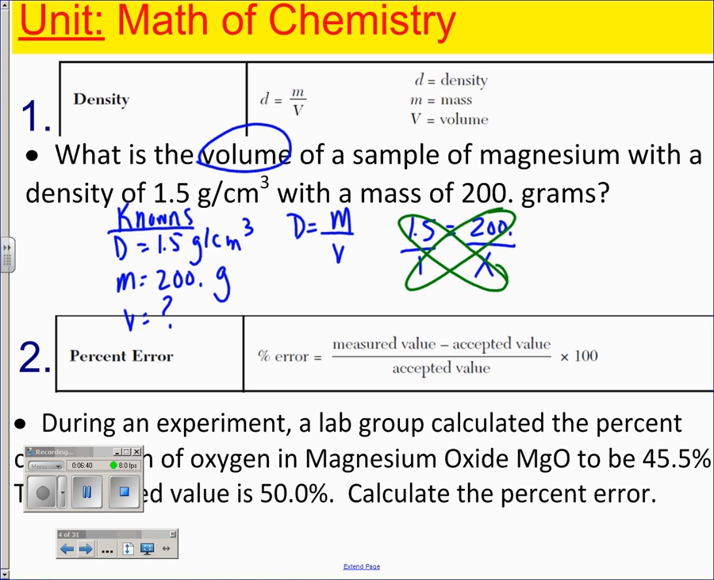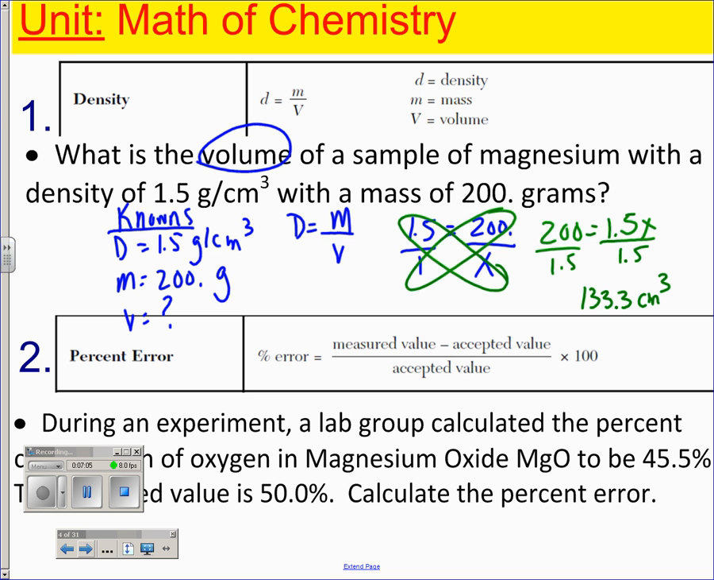We get 200 equals 1.5x. Now we're going to divide both sides by 1.5, and you get 200 divided by 1.5 equals 133.3, and its volume centimeters cubed.